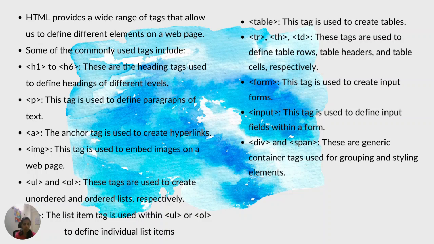And next comes the division and the span. These are the generic tags. They are used for grouping as well as styling these different HTML elements.